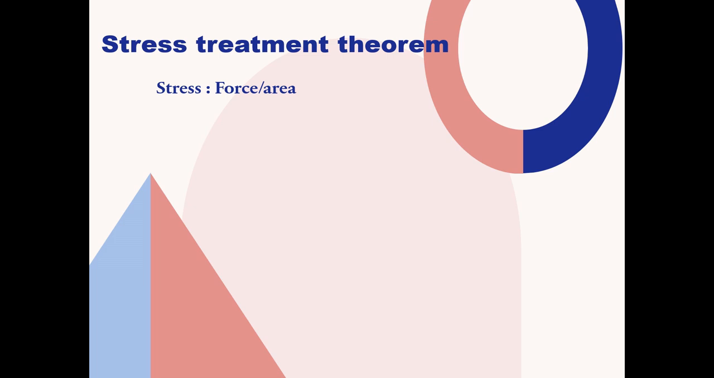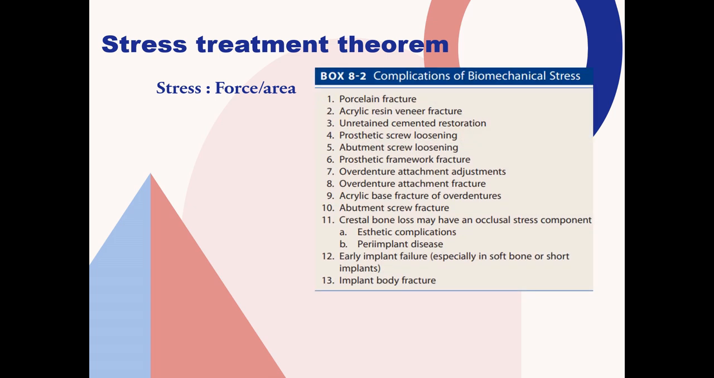Let's discuss the stress treatment theorem. So in implant biomechanics session, we said that when implants or teeth are subjected to repeated occlusal loads, microscopic stress fractures, work hardening and fatigue may result. And unlike the natural tooth system, the implant components cannot adjust or repair to these conditions, which results in fracture. And most common causes of implant related complications are centered around the biomechanical stress, which can result in many complications like porcelain fracture, unretained cemented restoration, screw loosening, framework fracture, abutment screw fracture, crestal bone loss, implant body fracture, etc.